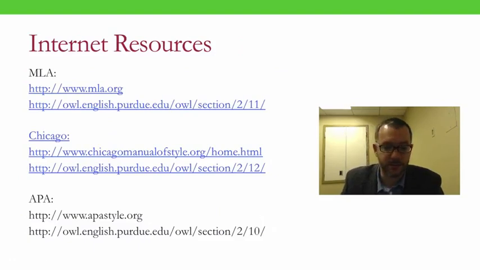And here are some of the very useful internet resources that you might want to consult as you make your way through the MLA or any of the other citation systems. You see the MLA, Chicago and APA manuals' own sites. That is MLA.org, ChicagoManualofStyle.org, and APAstyle.org. And also some links to the Purdue Online Writing Lab's resources on research and citation.